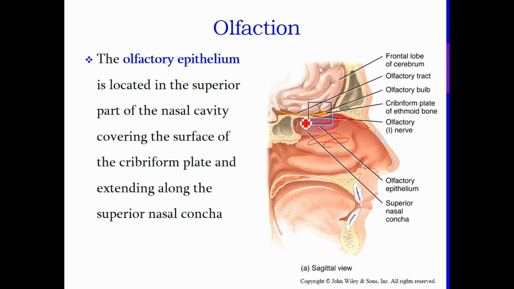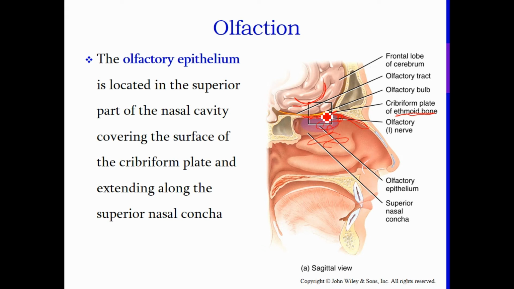And as you can see, this bone right here, this very thin bone, this is all that separates your nasal cavity from your brain, from your cranial cavity. And that bone there is called the cribriform plate. And it is part of, for those of you who remember from the skeletal system, the ethmoid bone.